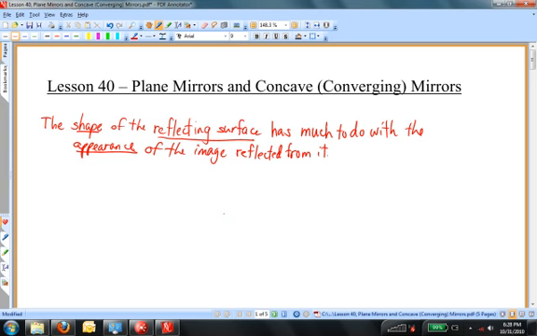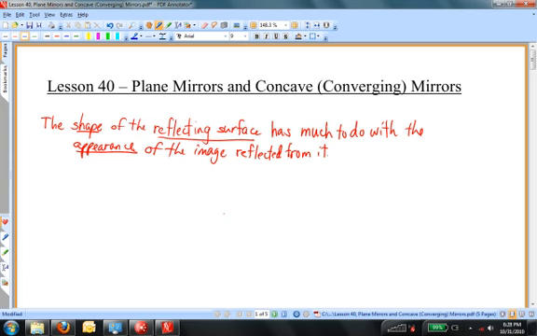The sorts of things we're going to be interested in classifying about the image in this lesson is what is the nature of the image? Is it real or virtual? What is the size of the image? Is it enlarged or reduced? And what is the orientation of the image? Is it erect or upright, or is it inverted?